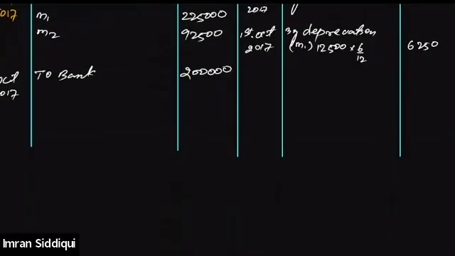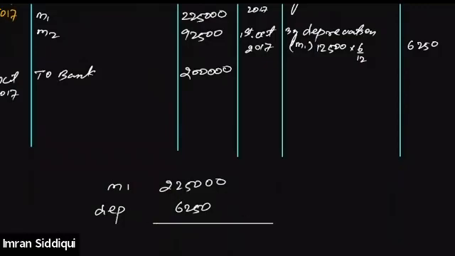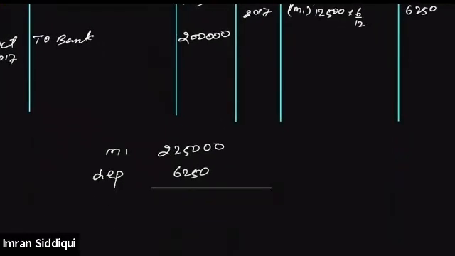All right. Now, pay attention, try to understand. What is the value of this machine as on 1st of October 2017? 2,25,000. This is the value of machine 1, yes or no? On this, depreciation amounting to 6250. Let's reduce this depreciation: 2,25,000 minus 6250. That means the current value of this machine is 2,18,750. This is the book value as on 1st of October 2017.